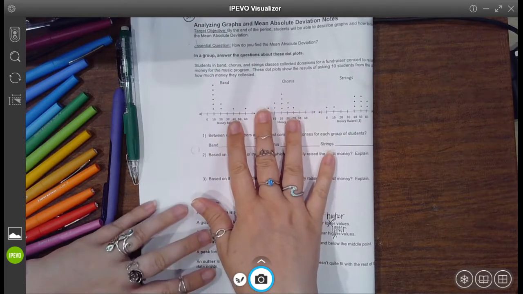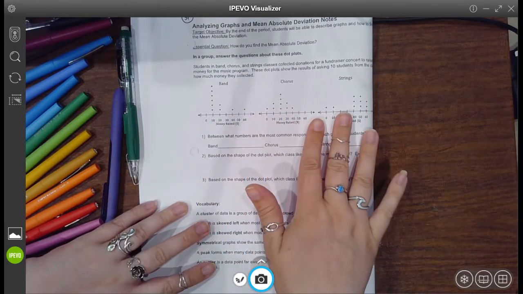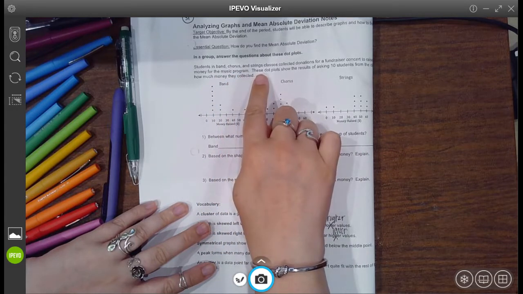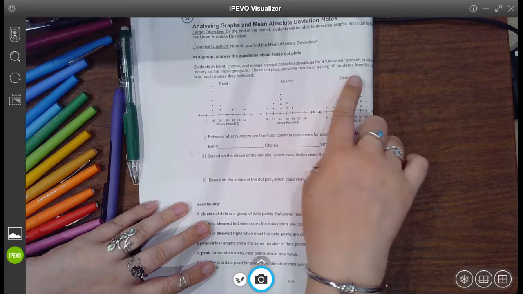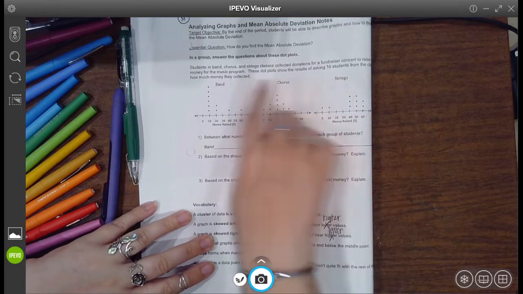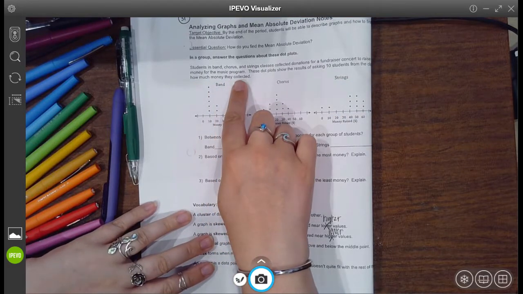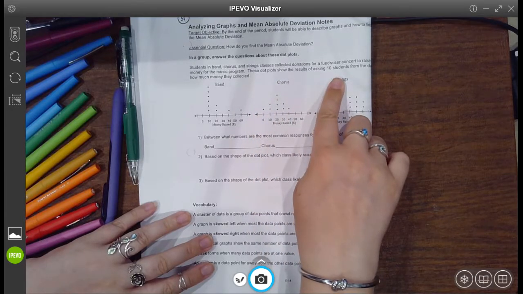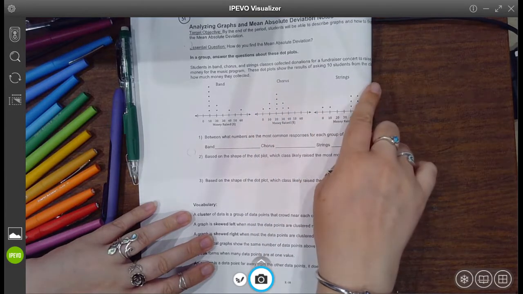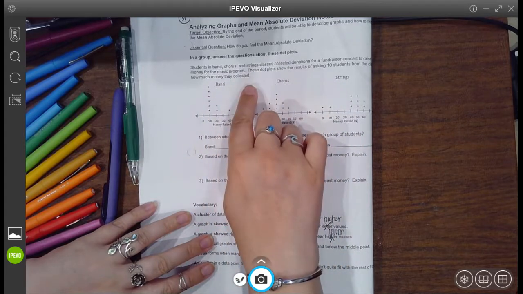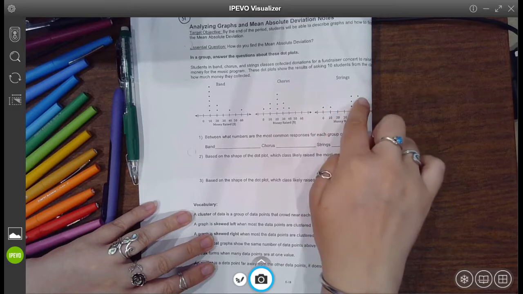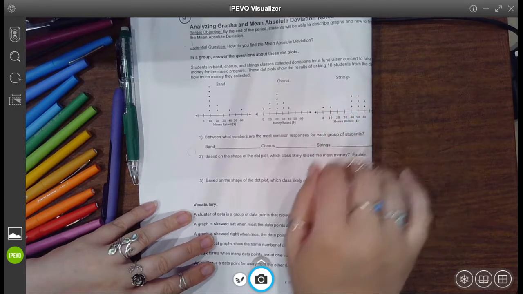So first off, all three of these graphs are talking about students in band, chorus, and strings who collected donations for a fundraiser concert to raise money for the music program. These dot plots show the results of asking 10 students from each class how much money they collected. Okay, so 10 students from this class, 10 students from this class, and 10 students from this class.